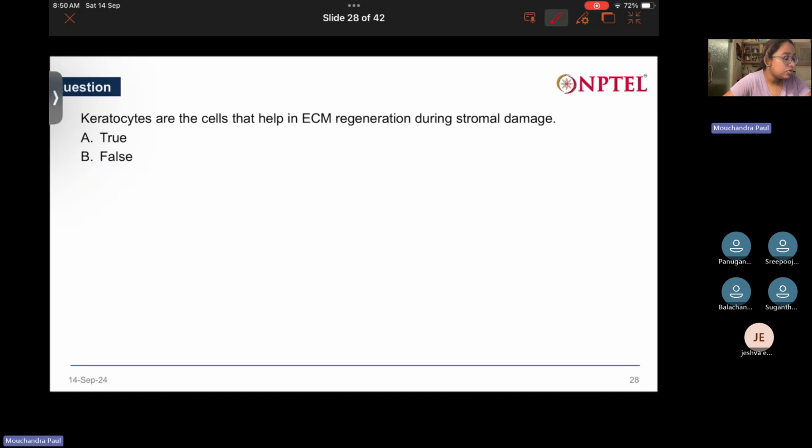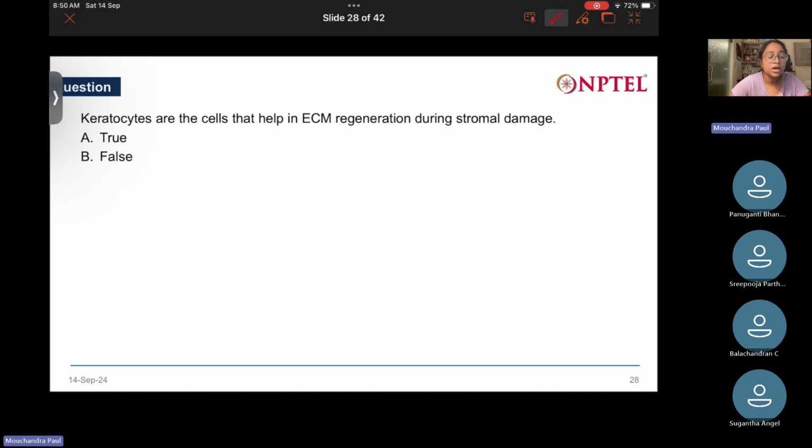Then keratocytes. So now we have completed the vascular tissue engineering part. We are now going to start the corneal tissue engineering part, and we are going to see some problems based on that. So keratocytes are basically the resident cells of the stroma region of the cornea. All right, I'll talk about the structure of the cornea in a minute. So keratocytes are the cells that help in ECM regeneration during stromal damage. Right? Is the statement true or false?